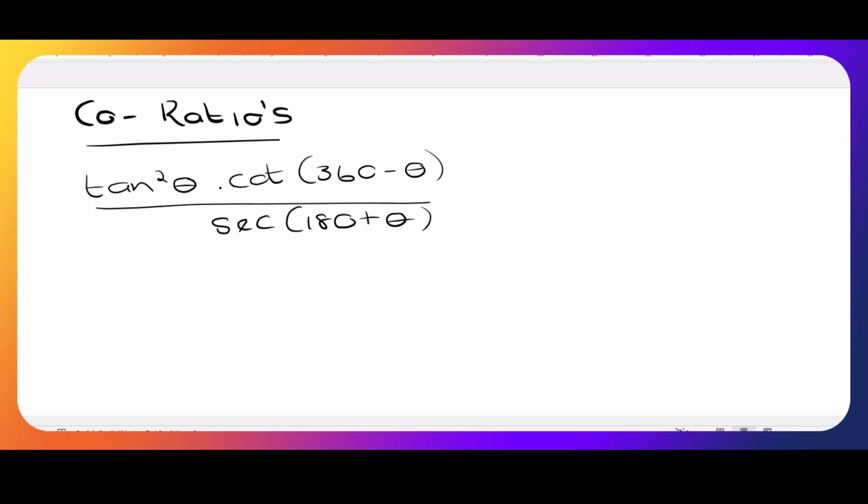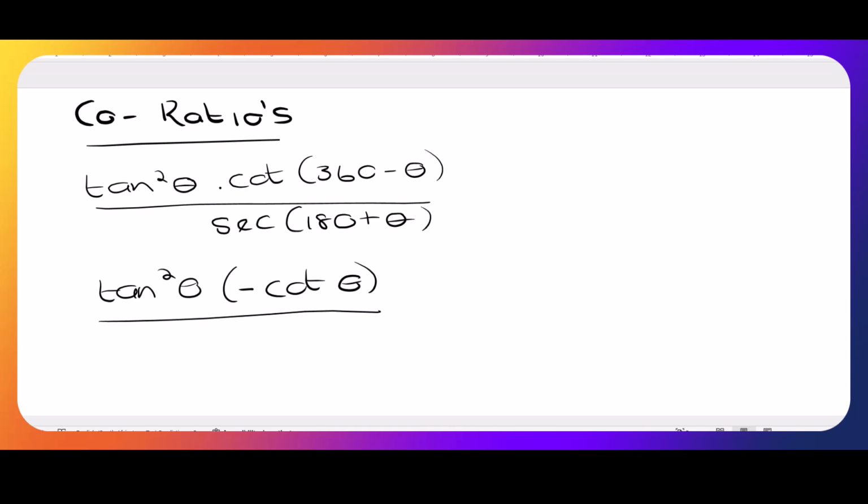All right, tan squared stays tan squared. Can do absolutely nothing with that. If we look at cot 360 minus theta, 360 minus theta means it's quadrant number 4. It's negative in quadrant number 4. But because it's not 90, not 270, it doesn't change. So our answer is going to be cot theta.